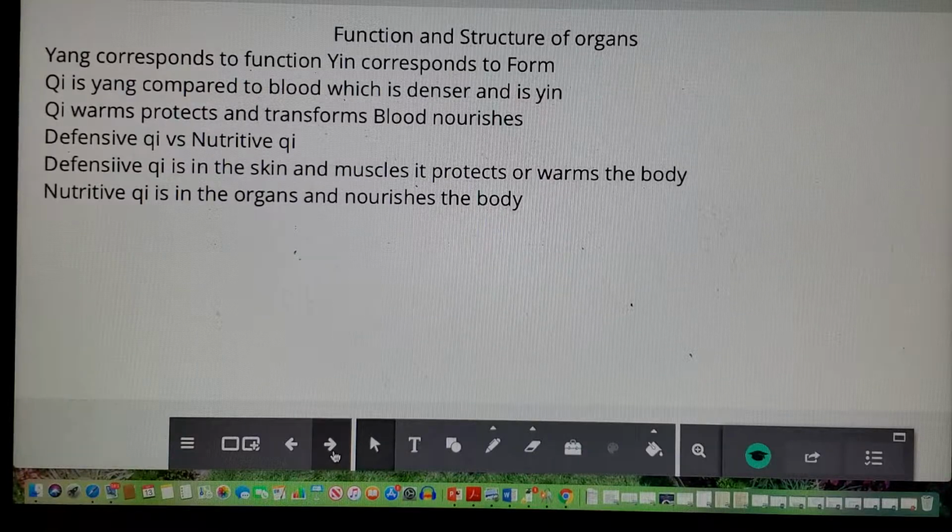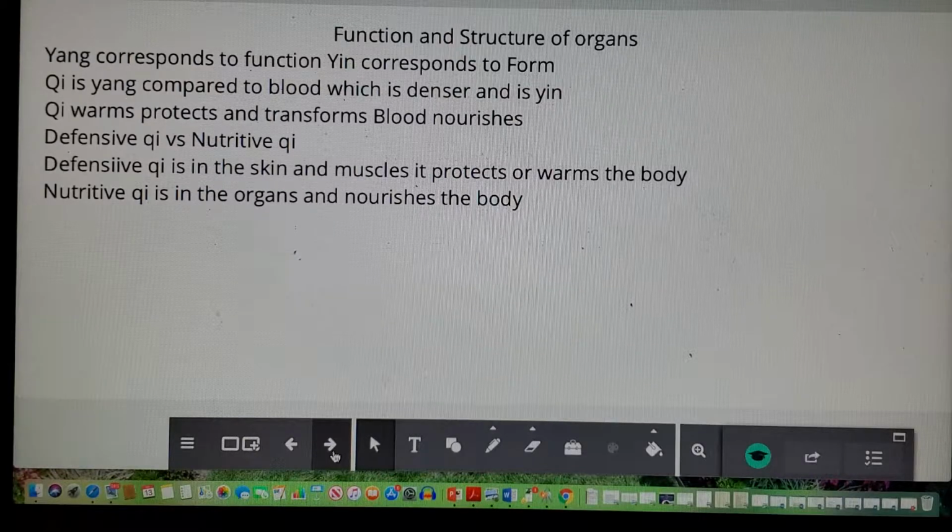And so ki is yang inside the body. Ki is that immaterial essence that keeps you going. It is the divine essence's blessing upon you. So it's yang, however, compared to blood. Blood kind of mimics ki movement. Blood is constantly flowing. So the heart is an extremely yang organ in the body. And it constantly works, constantly pumps, lets the blood flow. So ki warms, protects, and transforms, while blood nourishes.